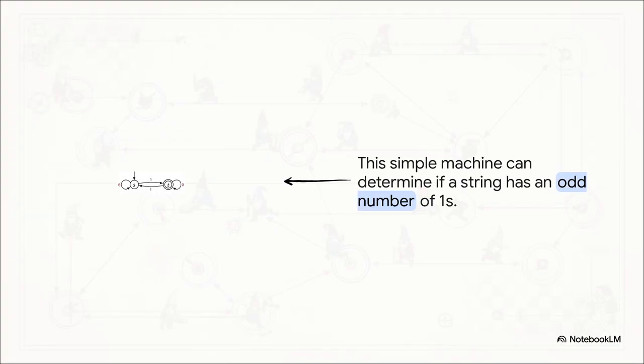Well, here it is. This simple little diagram is our puzzle solver. And you can see it only has two states, or two memory slots, that we're calling S and T. That is its entire world. Its memory is just knowing which of these two circles it's currently sitting in.